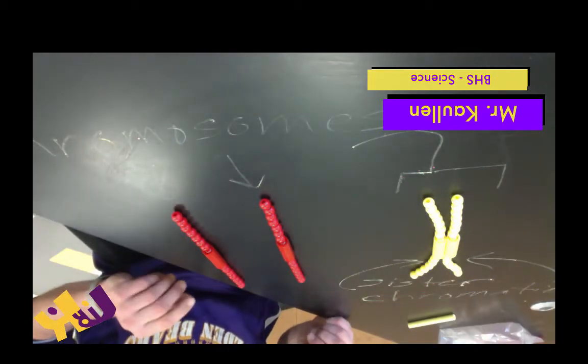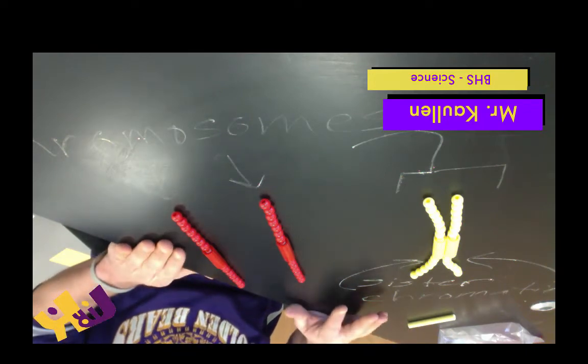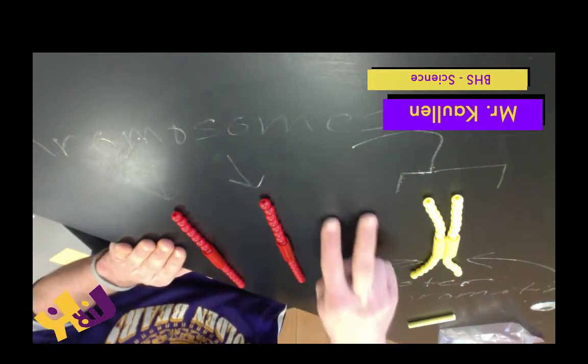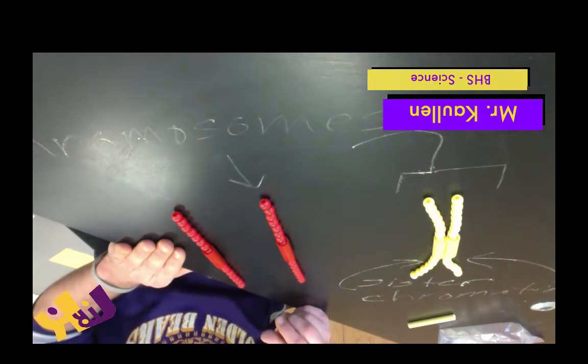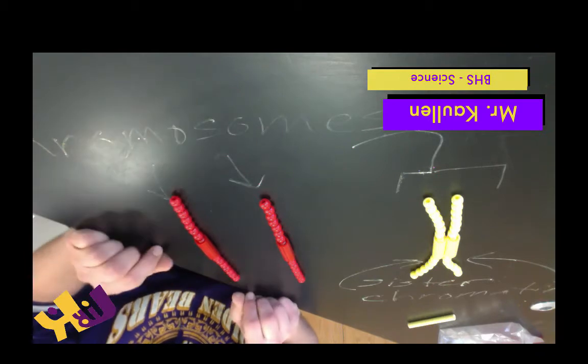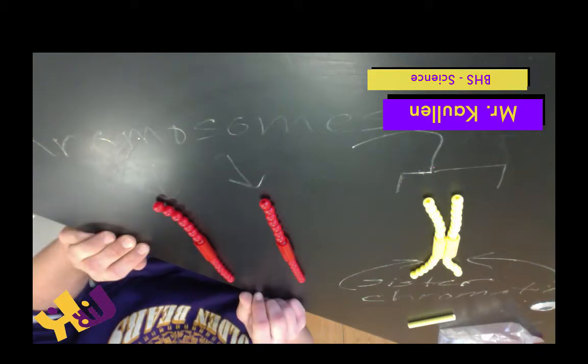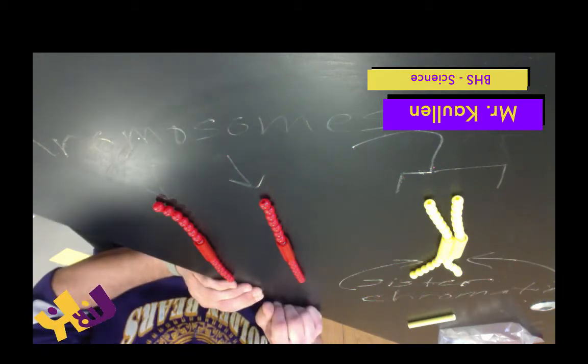Okay, and so we're going to do a simple model with a cell that is just two chromosomes in its diploid number. So 2n will equal 2. It will have a pair of homologous chromosomes, one from the father and one from the mother. So let's go ahead and get started.